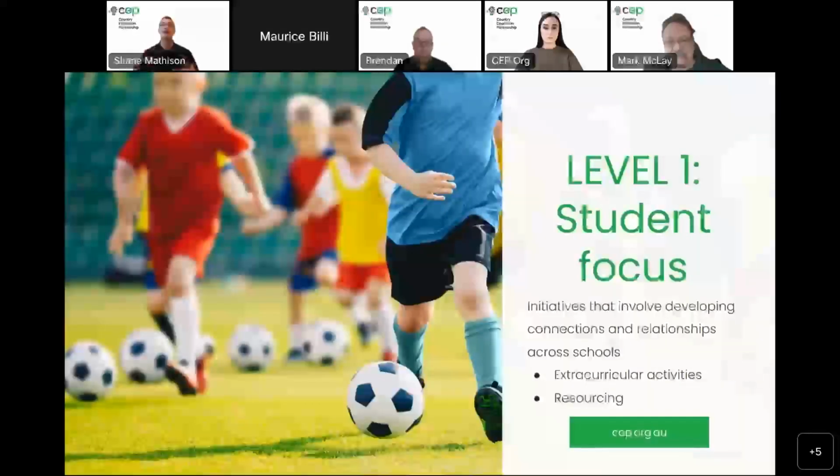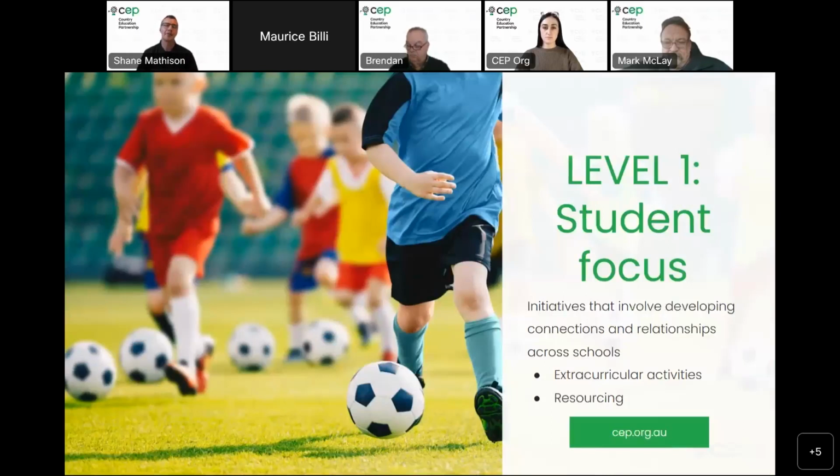CEP also sat down and went through and looked at the areas of work that clusters do, and we look at 3 different areas of work that clusters can do. Basically one of those is having a student focus, and schools do this extremely well. These are those extracurricular things. It might be sports and camps, might be guest speakers, those type of things that have a focus on students connecting, building relationships with kids from other schools, and having opportunities to participate in activities.